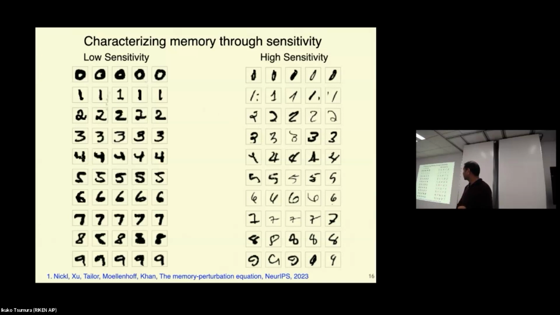And on MNIST, if you do this, it looks quite nice. All the zeros here for low sensitivities are very regular, but high sensitivities are all kind of weirdos. So there's some mislabeled or ambiguous example. Like this one, we don't know what it is, right? It's supposed to be a 3, and this is a weird guy. So this side is more interesting.